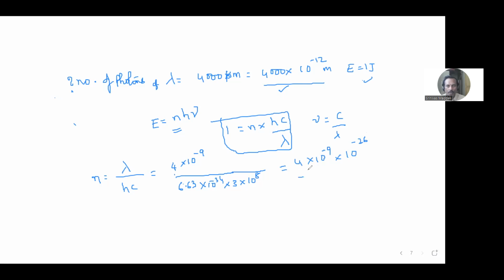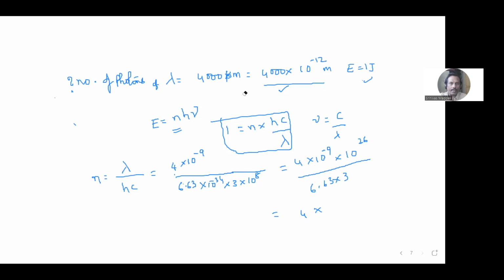And in the denominator, what are the numericals that are left over? 6.63 multiplied by 3. So this is all left at the end. So that becomes how much? 4 multiplied by 10 to the power of minus 9 into 10 to the power of minus 26. So these two put together will become minus 26 in the denominator. When it comes to the numerator, you have 10 to the power of minus 36 in the denominator, so it becomes 10 to the power of 26.